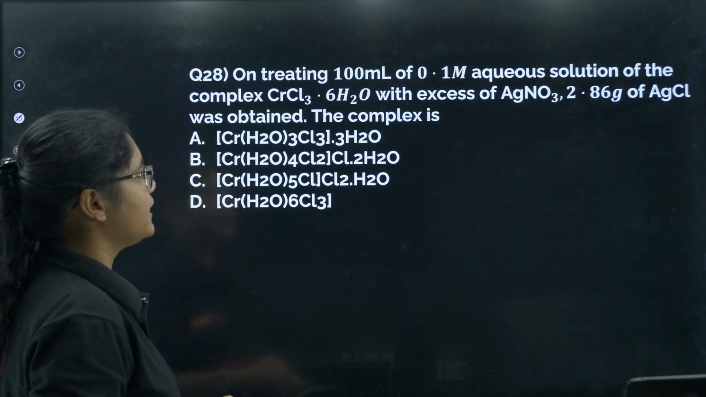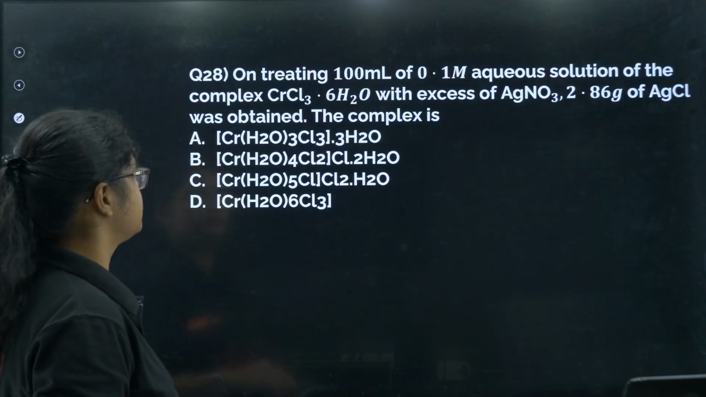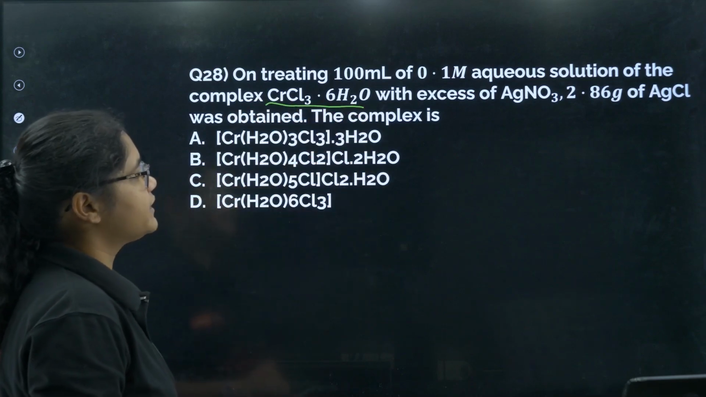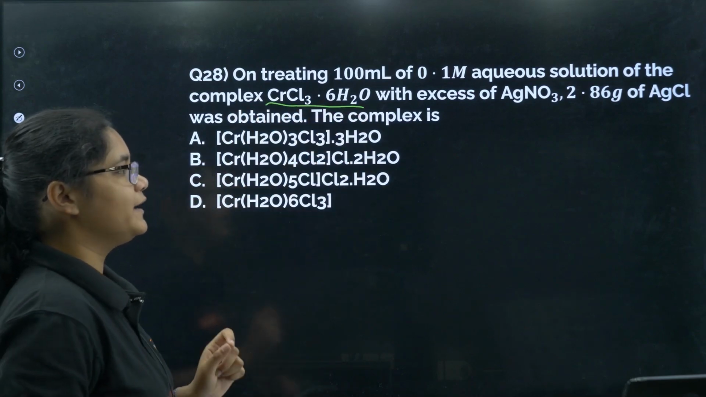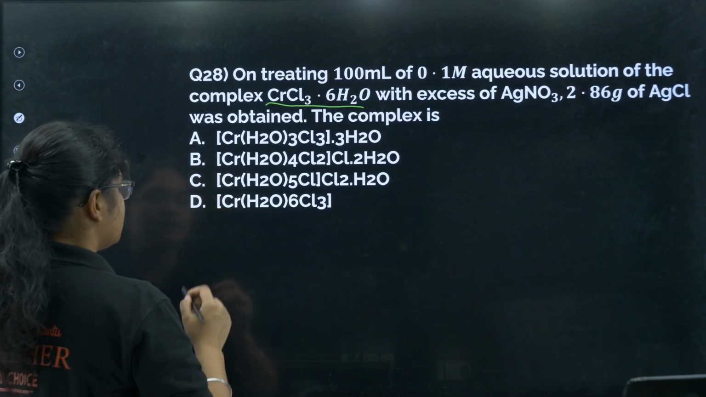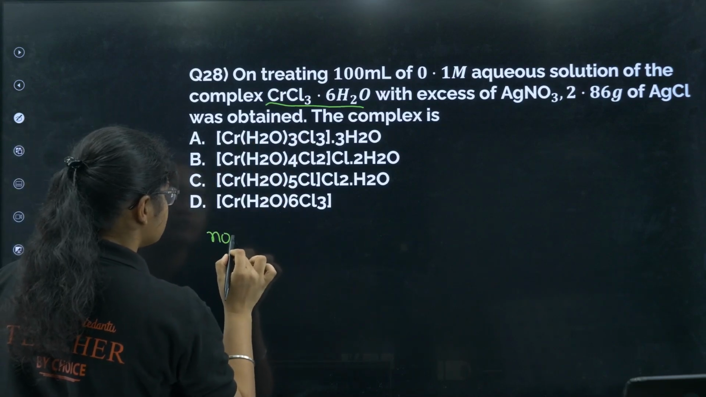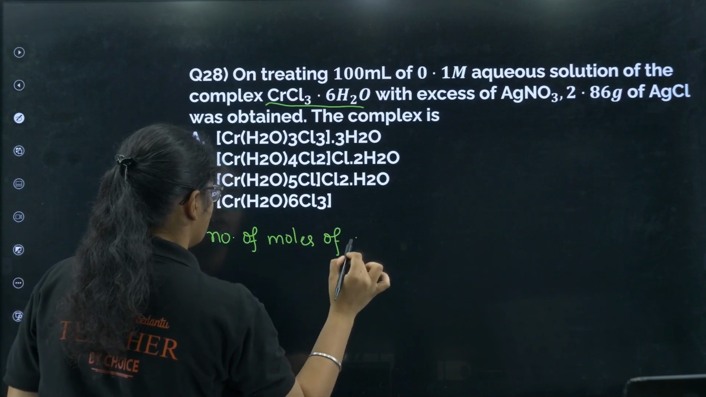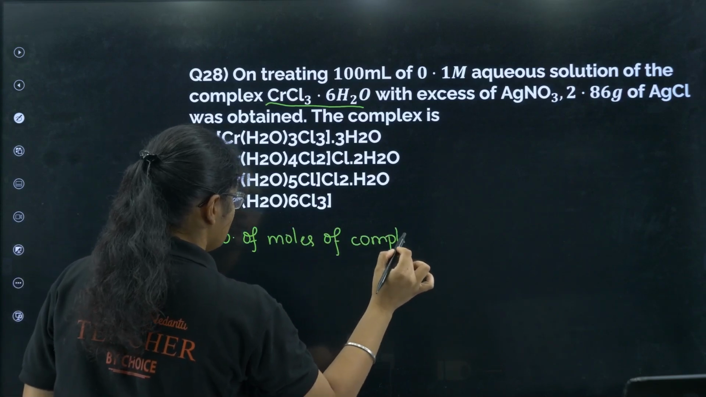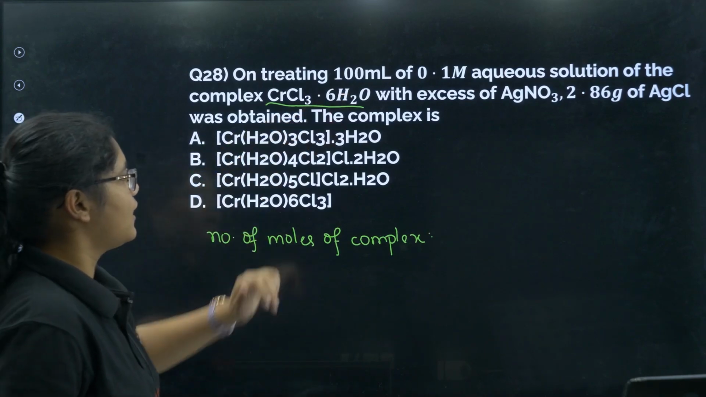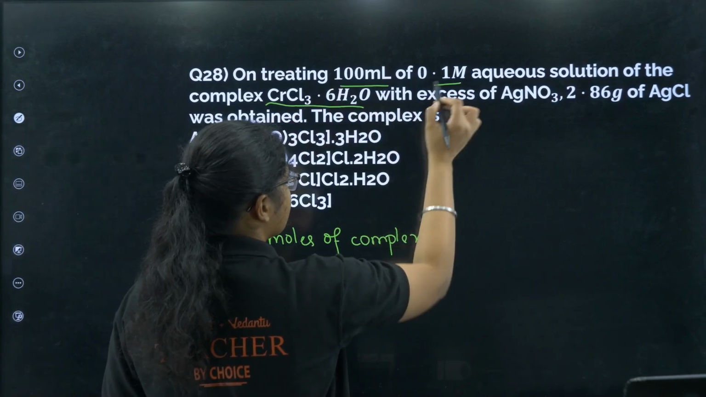Next, on treating 100 ml of 0.1 M aqueous solution of the complex CrCl3.6H2O with excess of AgNO3, 2.86 gram of AgCl was obtained. The complex is, okay, first let us calculate the number of moles of complex. Okay, what is the number of moles of complex? You have molarity and volume is given.